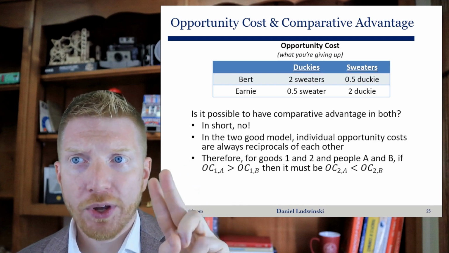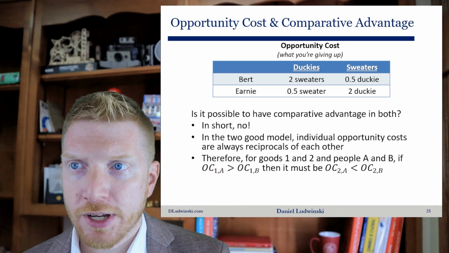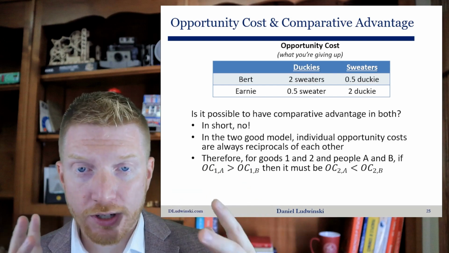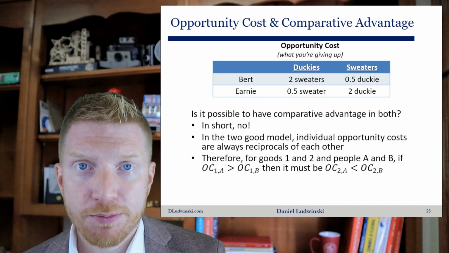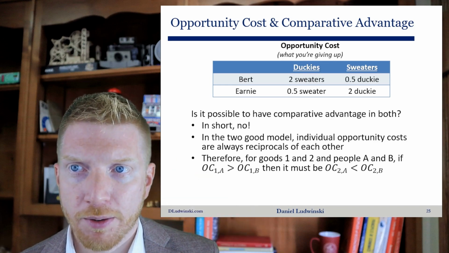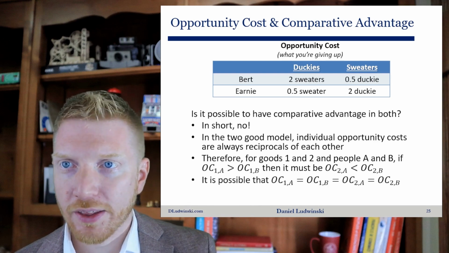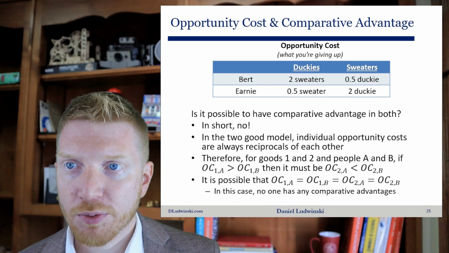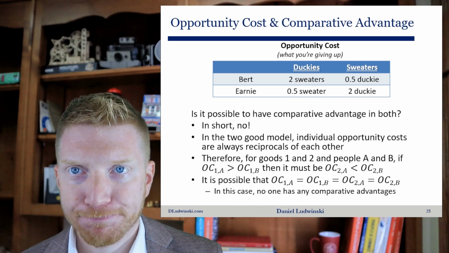So whenever we have two goods, if the opportunity cost for a particular person A is greater than the other person B, then because the reciprocals flip that inequality, it must be the case that the opportunity cost for person B is greater than person A for the second good. It is possible, in theory, that the opportunity cost is the same for all of those goods. In this case, we wouldn't really say that anyone had the comparative advantage.